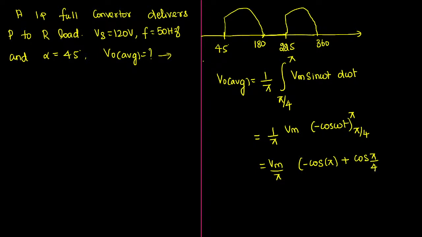You can substitute cos pi by 4. See, here you should replace this pi by degree. 180 degree, pi by 4 means it will be what? 45 degree. Yes, I hope you all know this. So now from this I can say Vm by pi into cos pi equal to minus 1. So minus into minus will become plus 1. Here once again plus, what you can keep? Cos pi by 4, right? So pi by 4 value is 1 by root 2 directly, right?